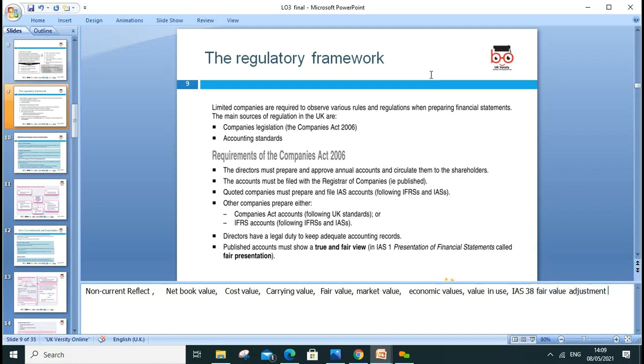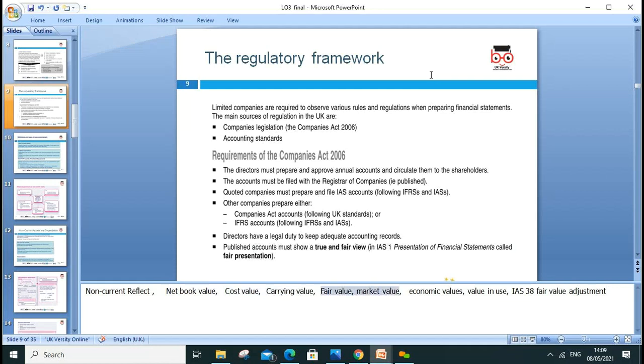So whichever is the lower. So we give our estimate to our user that needs to be true and fair. Net book value is the value after the accumulated depreciation. Carrying value is the same.